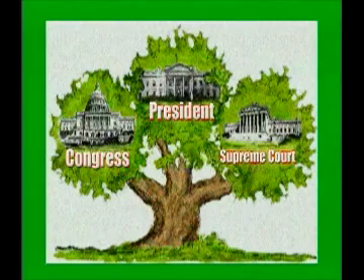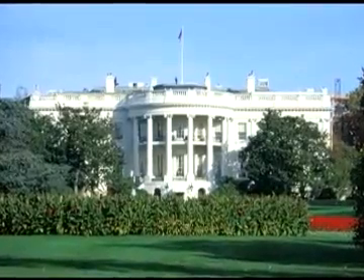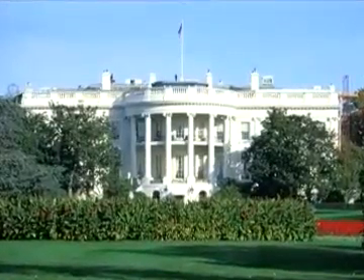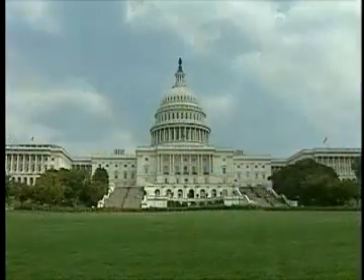Where do you think the President, Congress, and Supreme Court are? In our country's capital. Washington, D.C. Right. This is the White House, where the President lives and works. And here is the Capitol building, where Congress meets. Washington, D.C. is a city with many places to learn about our country.